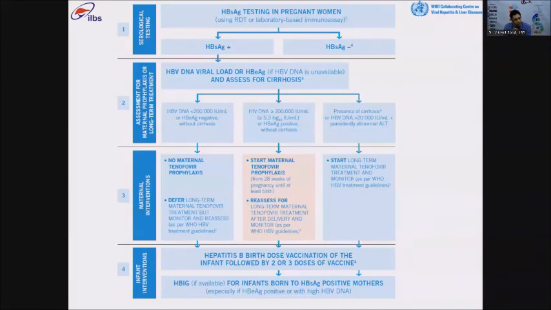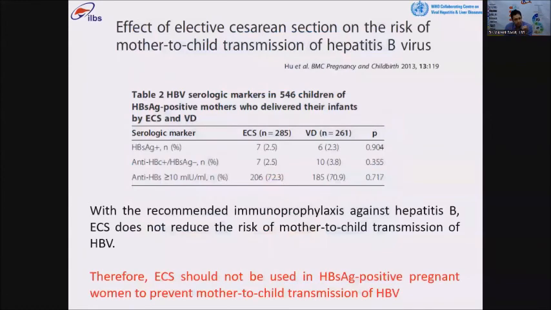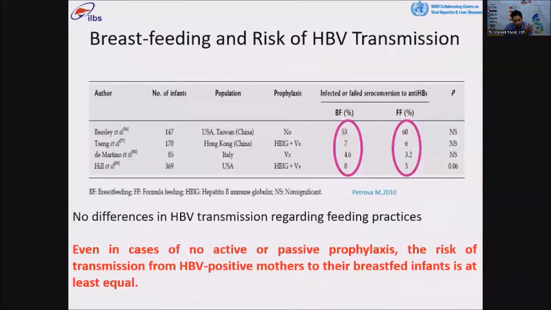With these measures, there is very limited risk, less than 5 to 10%, that even if the mother is positive, the child may get infected. So you have to give the vaccine. That is the most important intervention that you can do. Even if the immunoglobulin is not available, vaccines are good enough to prevent infection transmitting from mother to child in the majority of scenarios. Elective cesarean does not prevent it. Breastfeeding carries very limited risk of transmission.